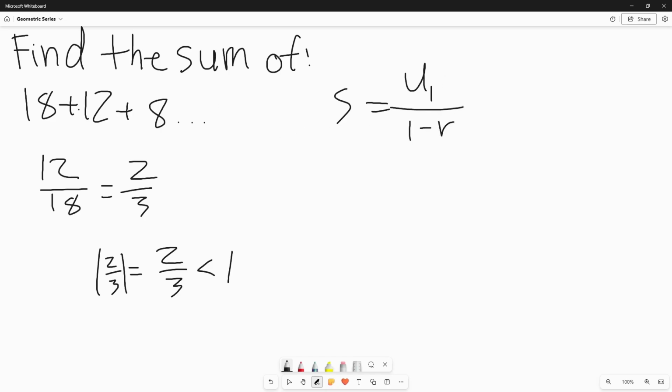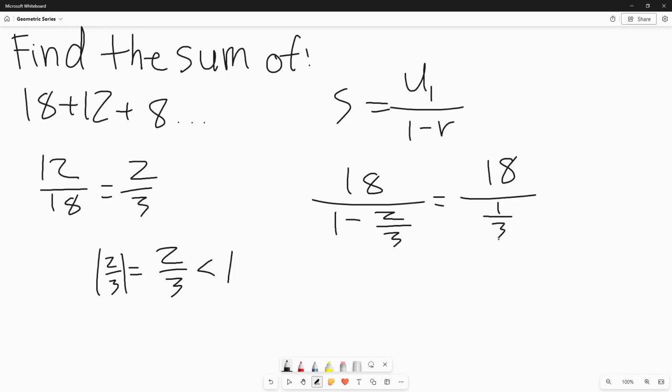So u1 is right here, which is 18, because it's the first term, and 1 minus r. And we already calculated here what r is, which is 12 over 18, which simplifies to 2 over 3. So we just write it like this. And then this becomes 18 over 1 over 3. And now we multiply both sides of the fraction by 3, and we get 54 over 1, which is just 54.